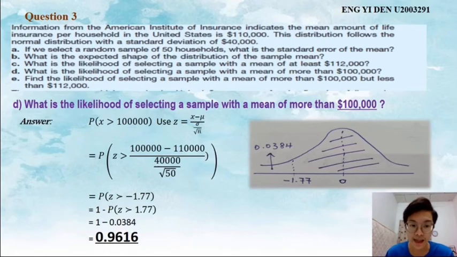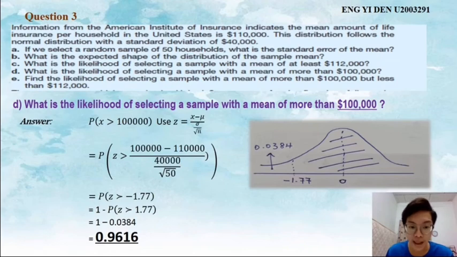So we can get P(x̄ > 100,000). So we substitute the 100,000 inside the formula, where P(Z > (100,000 minus mean, which is 110,000) over standard deviation, which is 40,000, over square root n, where n is sample size, which is 50). So we can get P(Z > -1.77).